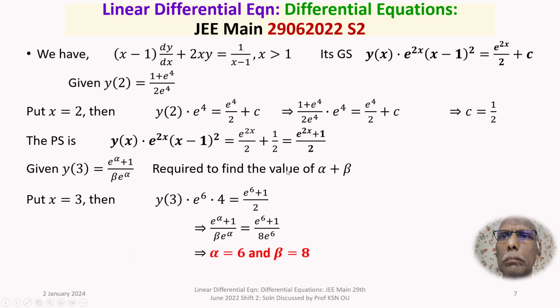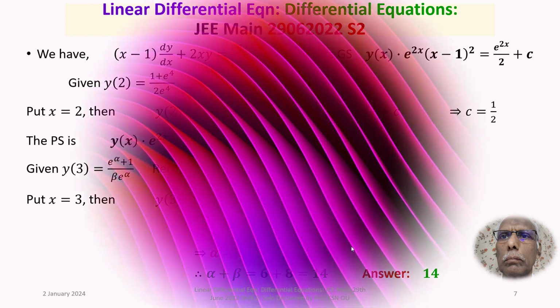And we are required to find the value of alpha plus beta. Therefore, alpha plus beta is equal to 6 plus 8, that is equal to 14. So the answer to this question is alpha plus beta is equal to 14, and that is the detailed discussion of the solution of the given problem from the section differential equations, and the problem is related to the linear differential equation.